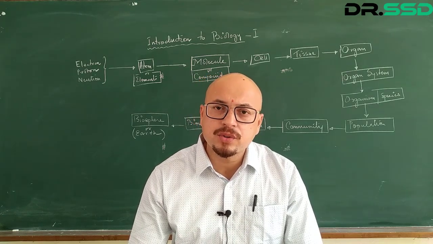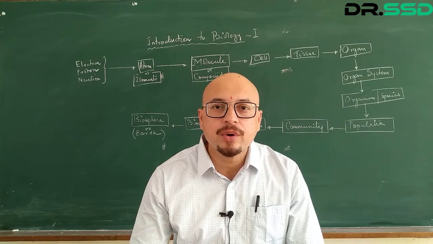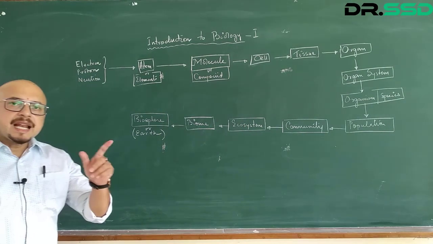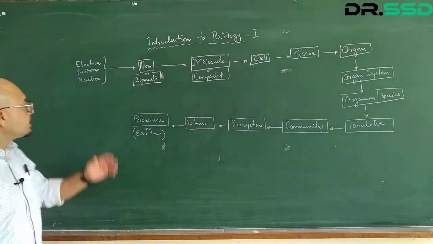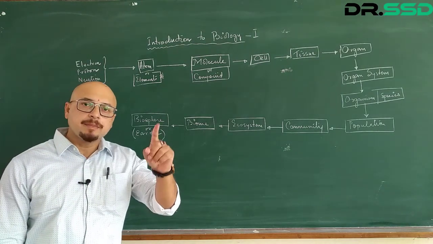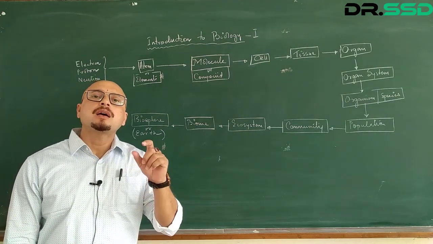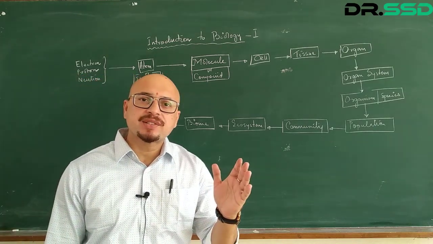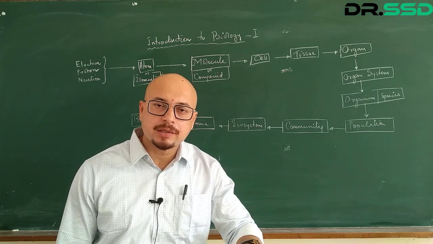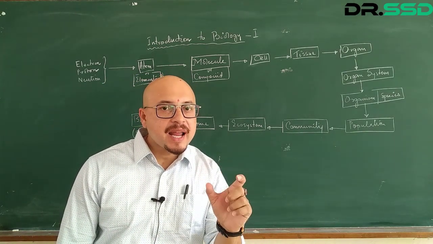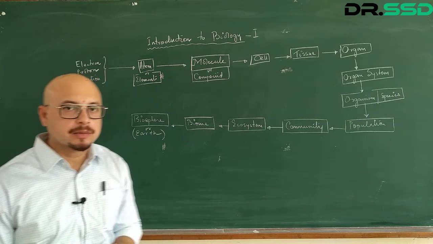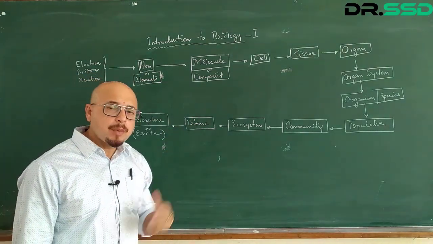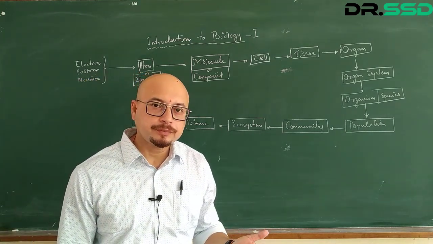Let's see. The story begins with electron, proton, and neutron. Those three combine together to form an element, which can be an atom. And we know there are 118 elements discovered so far on Earth's crust. So these 118 atoms or elements further combine to form a molecule or a compound. So let's see.